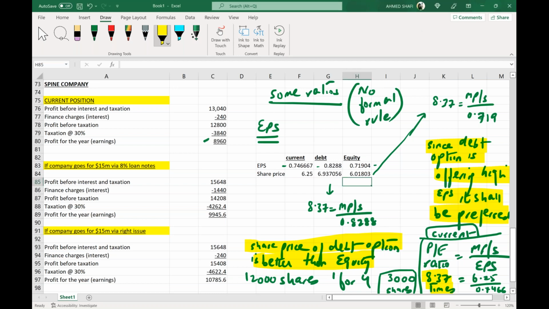Okay, we can also add one more ratio, as many students are saying, although I told you there is no formal rule. Current interest cover is current PBIT 13,040 divided by current interest cost, that is 240, which is 54.333. After debt, the interest cover is PBIT 15,648 divided by interest 1,440. And after equity, it's PBIT 15,648 divided by interest cost, that's 240, which is 65.2.